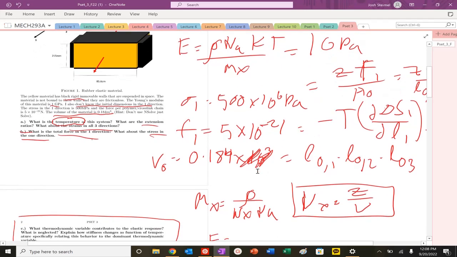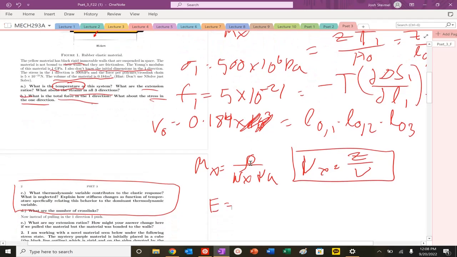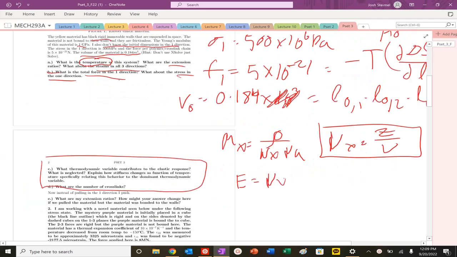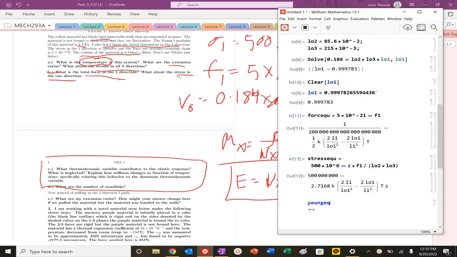So E is going to be equal to, once we make that switch, and we can see here, just doing the mental math in my head right now. So we can change this. So we can actually rewrite our expression for Young's modulus as N sub x, the number of crosslinks per unit volume, times our Boltzmann constant times temperature. So with this, we can actually simplify our equation. We get another set of equations.